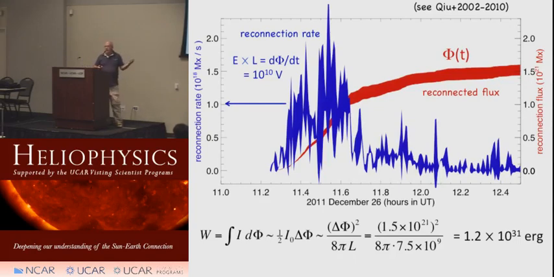Remember, if I want to know the energy in the Boxing Day flare, I only have to do that integral of I d phi. Here I have delta phi. The integral of I d phi is basically going to be 1/2 whatever the initial I was times delta phi. How much current? Well, I can't observe current, so it's hard to measure it. I can use some freshman physics, though, sophomore physics.